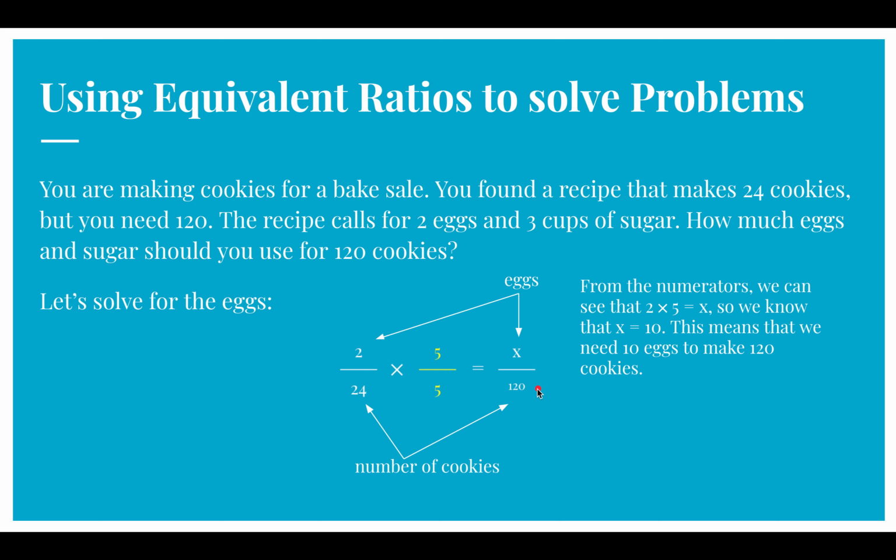So, similar to the problems that we did before, we divide 120 by 24, and now we know that this yellow fraction's denominator is 5. And because the fractions had to be equal, the denominator has to be the same as the numerator. So our yellow fraction is 5 over 5. And now we just need to multiply 2 times 5 to get x, which is our number of eggs. And that is obviously 10. So we know that we need 10 eggs to make 120 cookies.